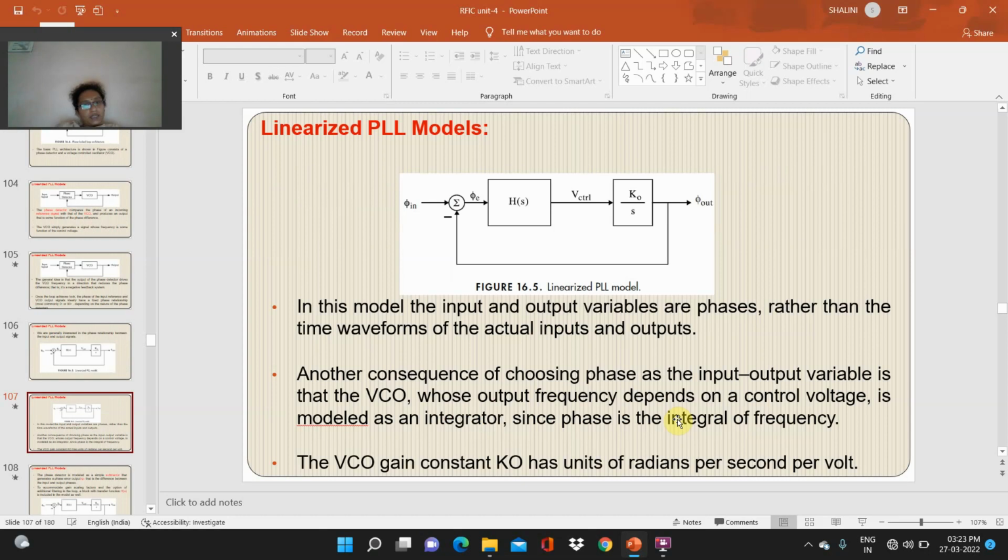In this model, the input and output variables are phases rather than the time waveforms of the actual inputs and outputs. Another consequence of choosing phase as the input and output variable is that the VCO, whose output frequency depends on a control voltage, is modeled as an integrator, since phase is the integral of frequency. The VCO gain constant Ko has units of radians per second per volt.